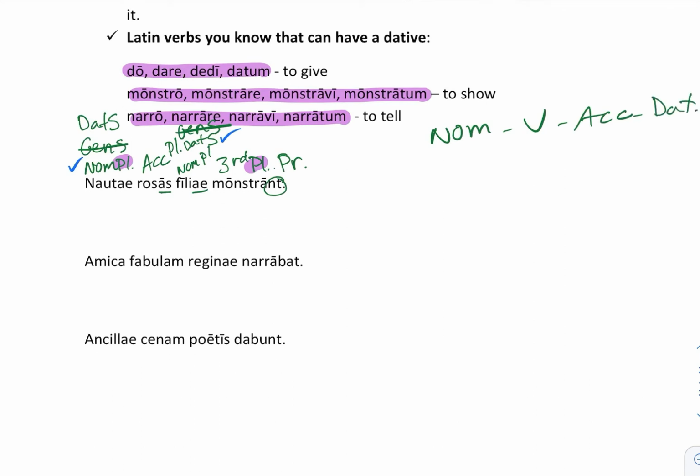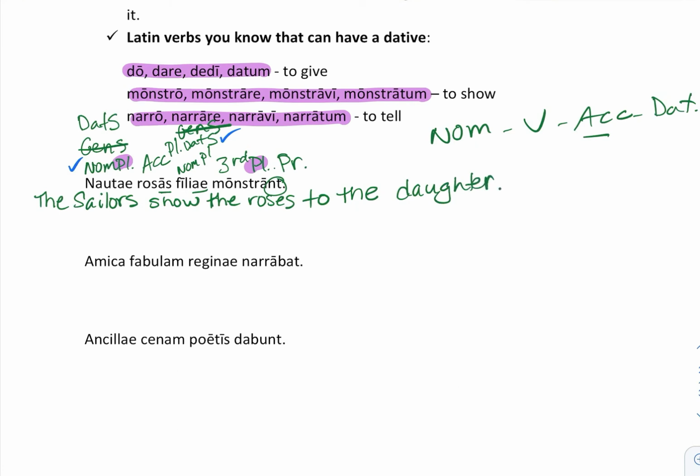So nominative is nautae. Nautae is the sailors. All right, now we have the verb, and it is present tense. So the sailors show. Now we have to do the accusative. What do they show? The roses. Now our dative. We'll use filiae for dative this time. Remember, it has a to in front of it. To the daughter. Does that make sense? It does make sense.